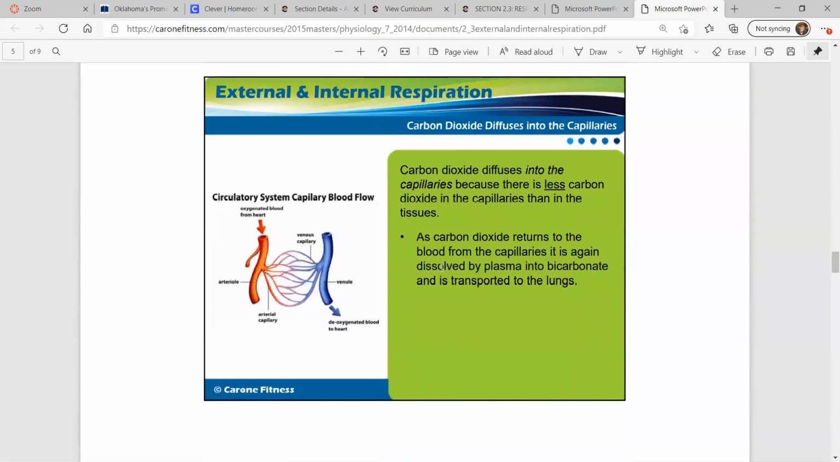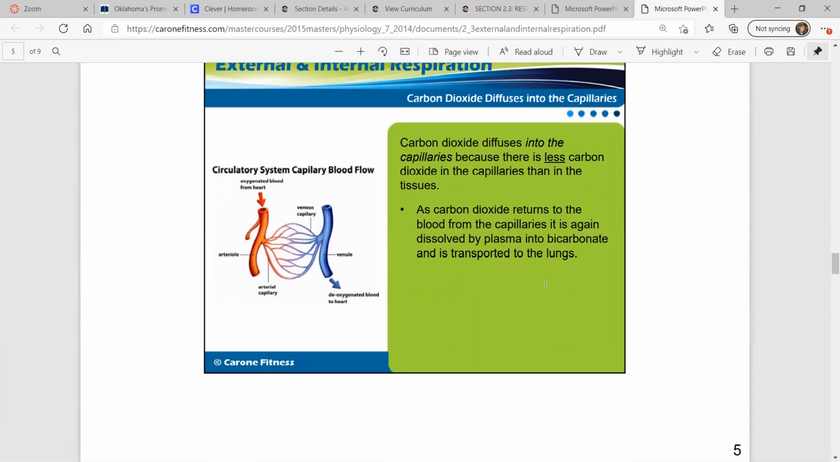Carbon dioxide diffuses into the capillaries because there is less carbon dioxide in the capillaries than in the tissues. As carbon dioxide returns to the blood from the capillaries, it is again dissolved by plasma into bicarbonate and transported to the lungs. So it becomes bicarbonate to be transported.